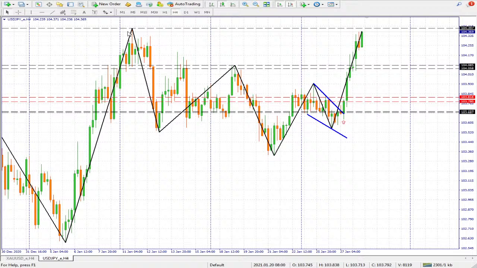So if the price reverses from 104.397, then that will give us a good place to look for a sell from. But if the price breaks beyond that level, then that will be another good place to continue looking for a buy from. So we'll move forward to our next chart.